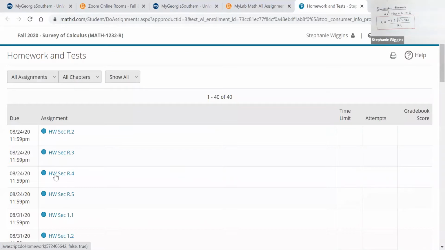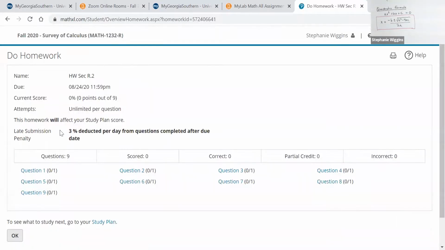So the first 4 are all review. That's what the R stands for. So these 4 are all going to be due Monday at 11:59 p.m. Now, I'm not going to quiz you. You won't see this content on any quizzes or tests directly, but indirectly, you're going to need to know this to do calculus problems. But I'm not going to have a quiz or a test on this material. This is just for your review. And there are really not too many problems. It looks like a lot, but if you go in there, you'll see this one only has 9 problems.